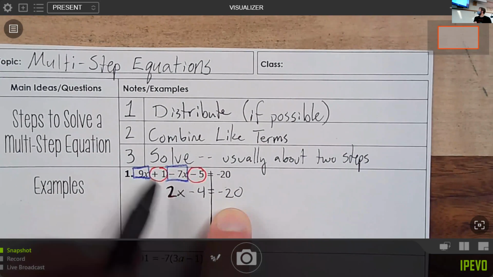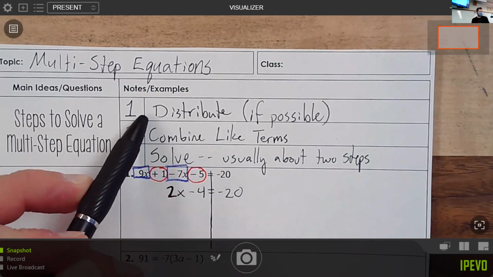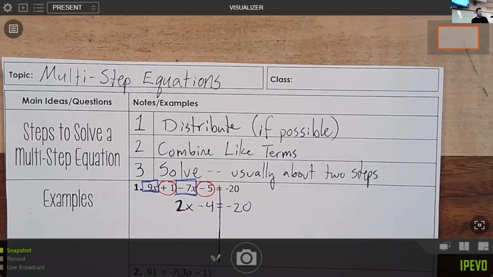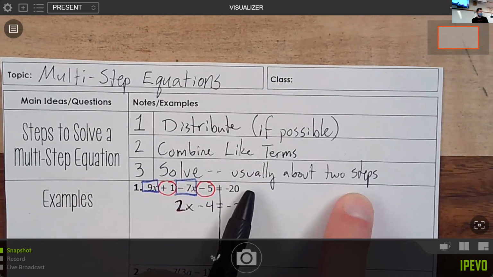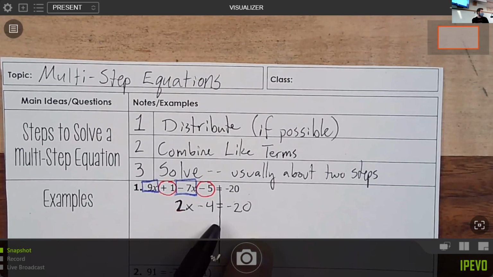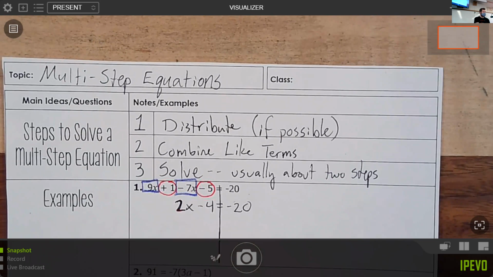So we didn't worry about step 1 because there was no distributing to do. Step 2, combine like terms, we've done that. Step 3 says to solve, usually it's about 2 steps. So if we look here, this is a 2-step equation, just like what we saw last week. So what's our next step? What do we do now to solve for x? Because the whole idea of equation solving is to get x by itself.